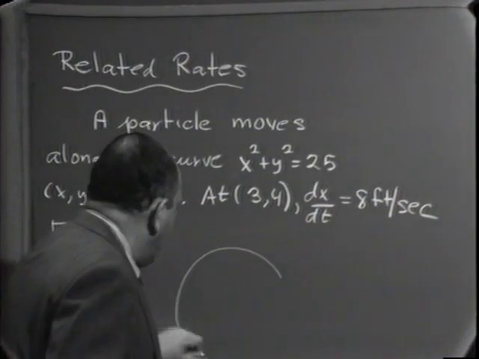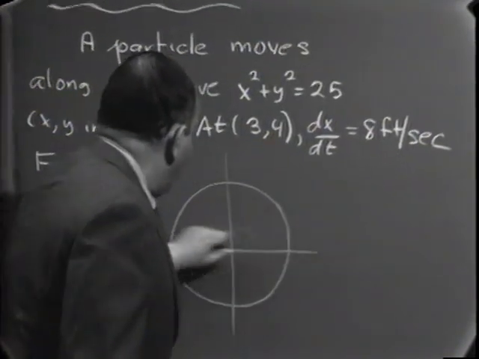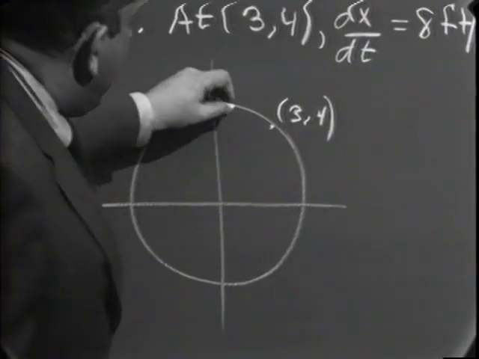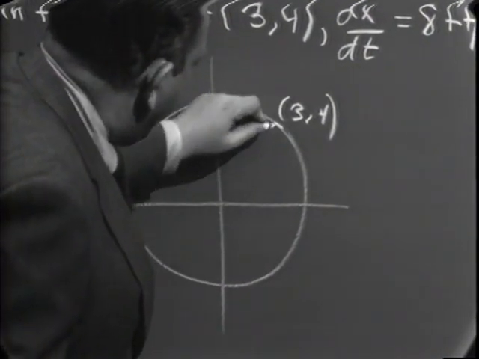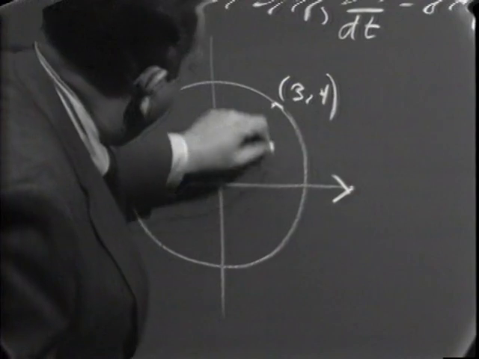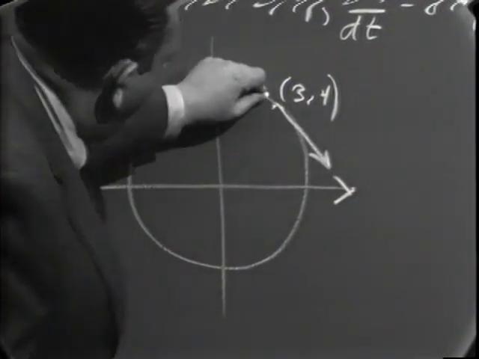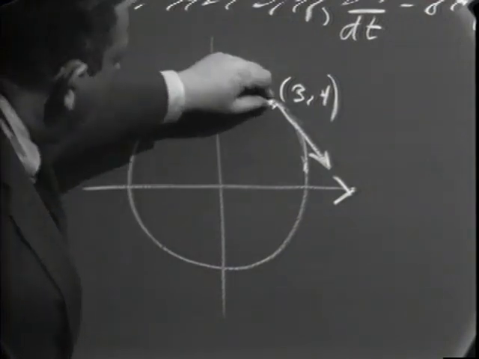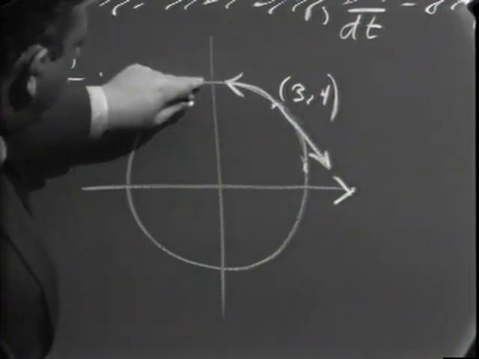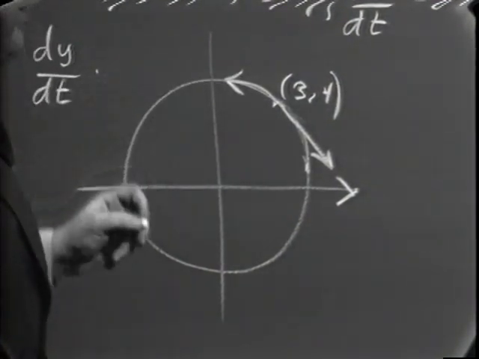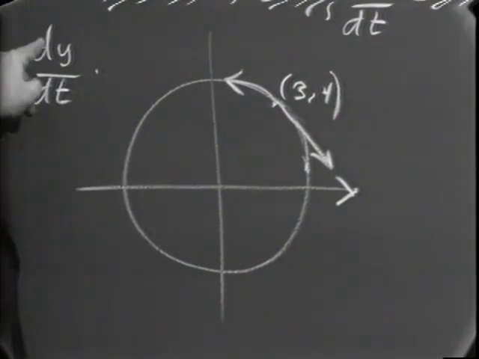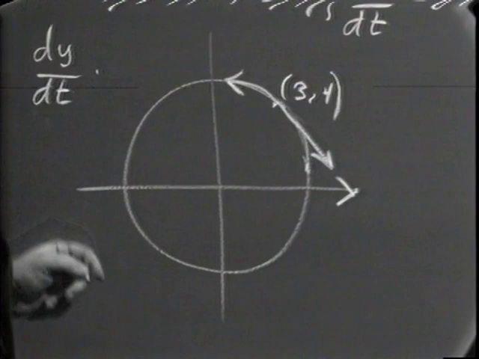In other words, the particle is moving along this circle. We know that at the point 3, 4, x is increasing at the rate of 6 feet per second, while the increasing x direction is this way. So somehow or other we know that the particle is moving along the curve in this direction. You see, if it were moving in this direction, its x coordinate would be decreasing, not increasing. And the question that comes up is, how do we find dy dt in this case?